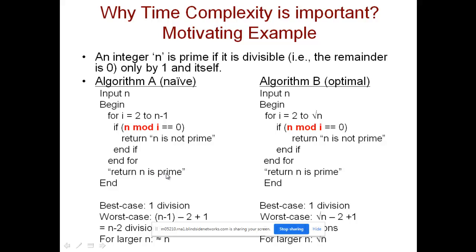So that's the only place you will stop the program if n is not prime. If n is not prime, you will stop the program for some value of i for which n mod i will be 0.